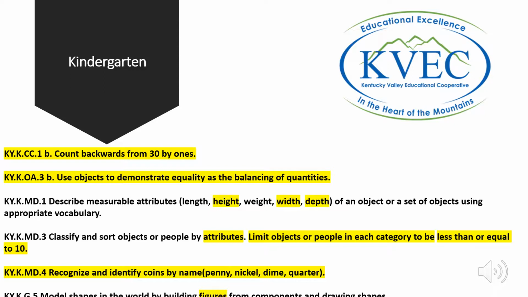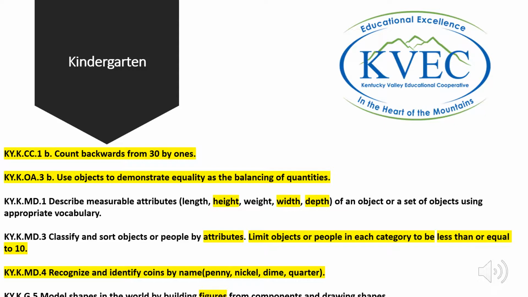The next update in the standards is within the operations and algebraic thinking domain. It involves the addition to OA.3 that students would use objects to demonstrate equality as the balancing of quantities, which supports the teaching model of CSA: concrete, semi-concrete, and abstract.